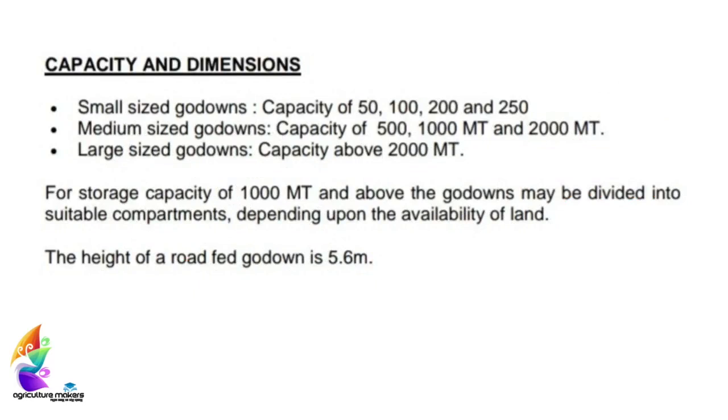Coming to the capacity and dimensions, there are three types: small, medium and large. For small sized godowns, the capacity should be 50, 100, 200 and 250 metric tonnes, which means lesser than or equal to 250 metric tonnes. For medium sized godowns, the capacity should be between 500 to 2000 metric tonnes, that is 500, 1000 and 2000. For large sized godowns, the capacity must be above 2000 metric tonnes.